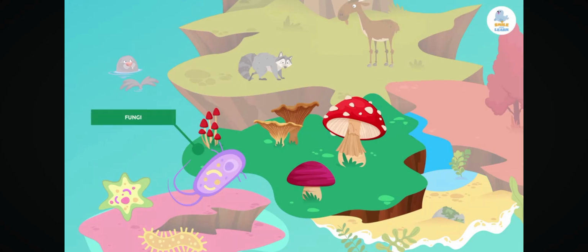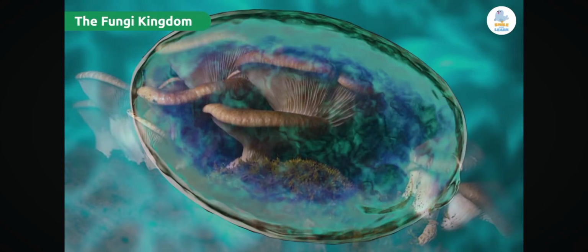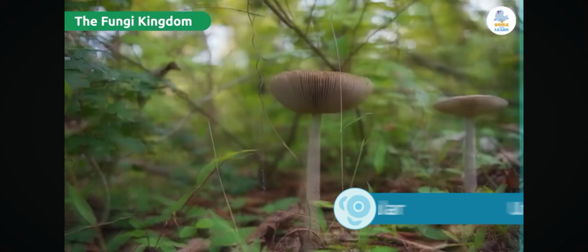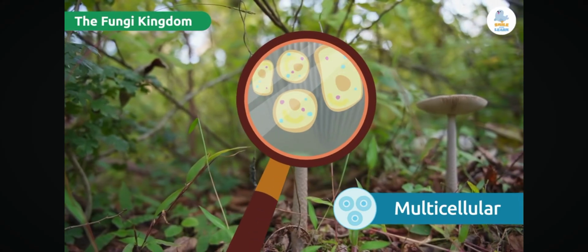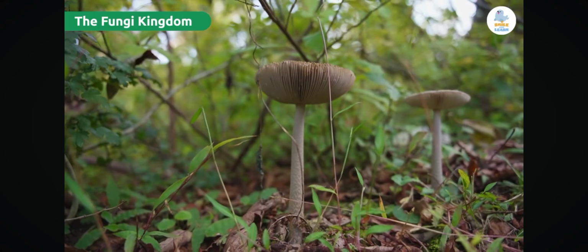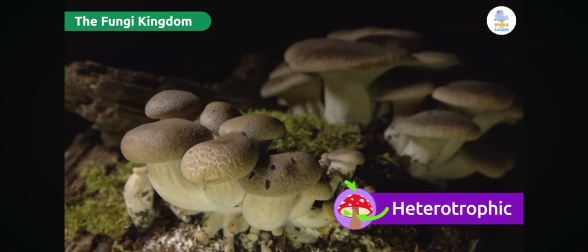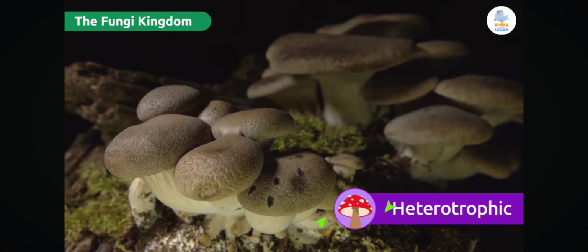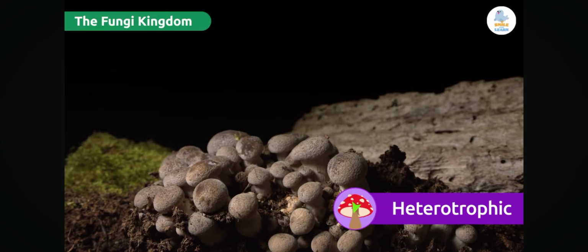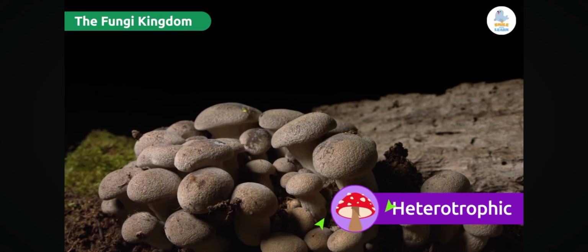The fungi kingdom. The fungi kingdom is characterized by unicellular organisms, such as yeasts, or multicellular organisms like mushrooms and mold. This means that they can be made up of one cell or many cells. All fungi are heterotrophic. Do you remember what that means? That's right! Heterotrophic means that they cannot make their own food, so they eat other organisms.